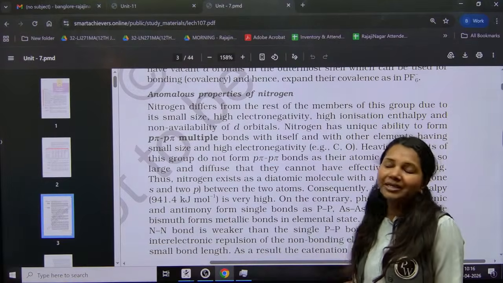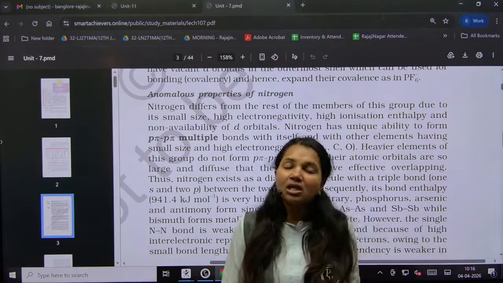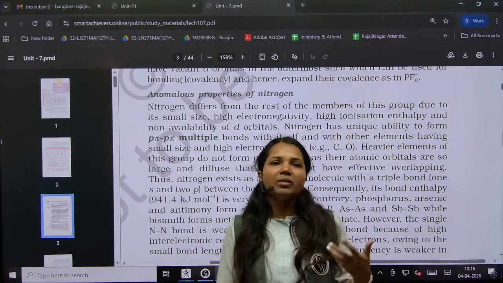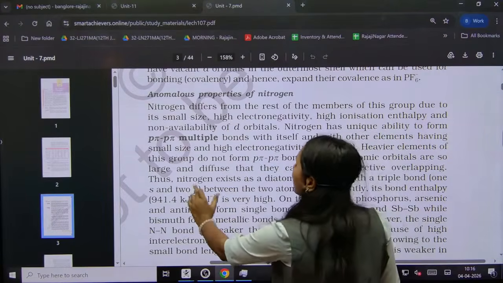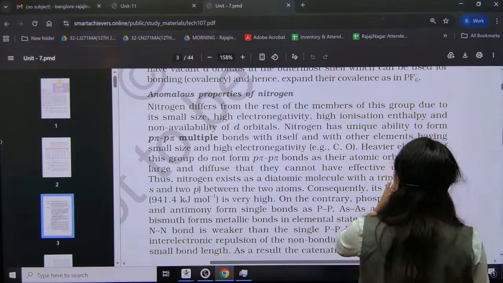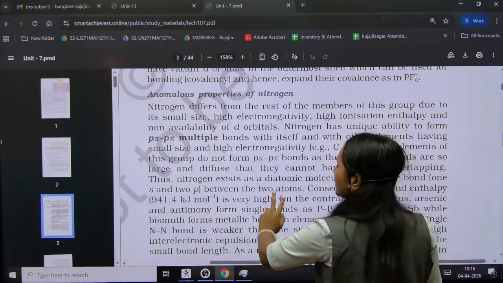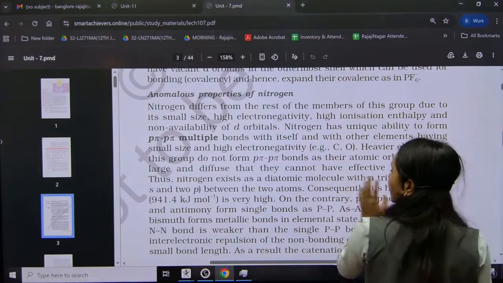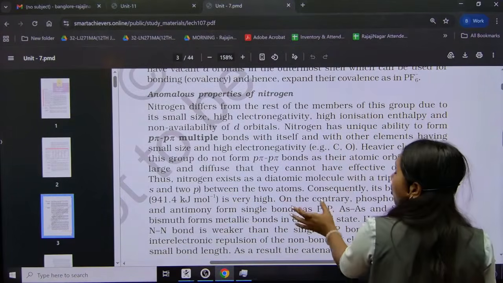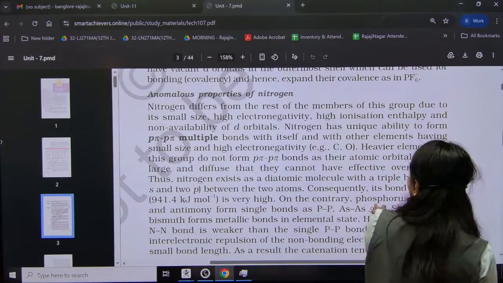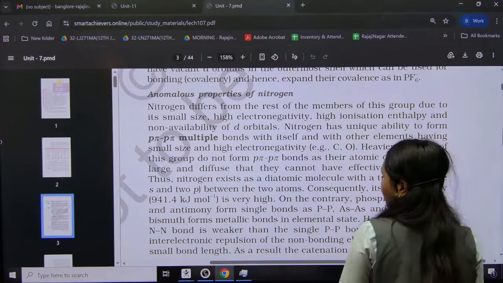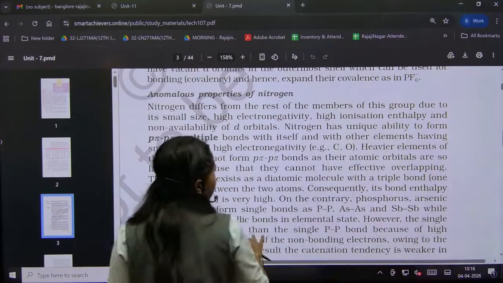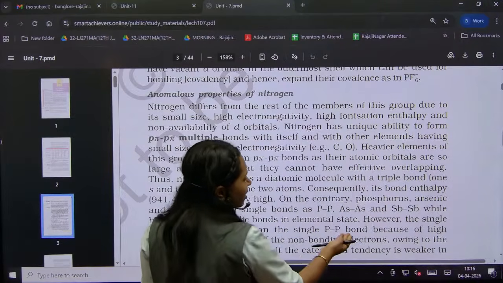The heavier elements cannot form p pi p pi multiple bonds, because if they form, that will be poor and they will not exist. The reason: nitrogen exists as a diatomic molecule with a triple bond, one sigma and two pi bonds between two atoms. Consequently, its bond enthalpy is very high. On the contrary, phosphorus, arsenic, and antimony form single bonds as P4, As4, and Sb4, while bismuth forms metallic bonds in the elemental state.